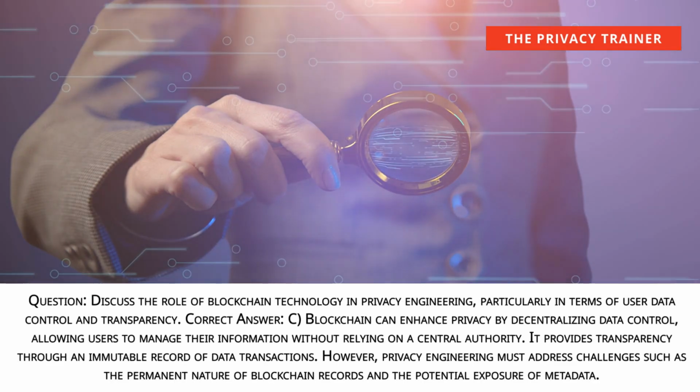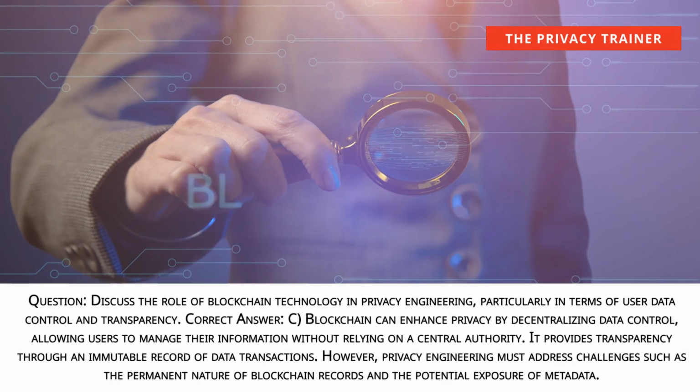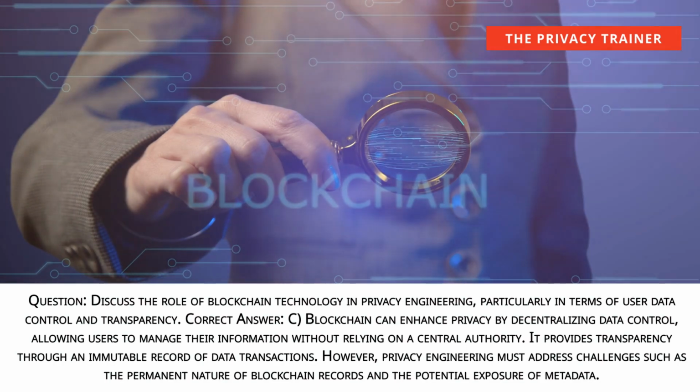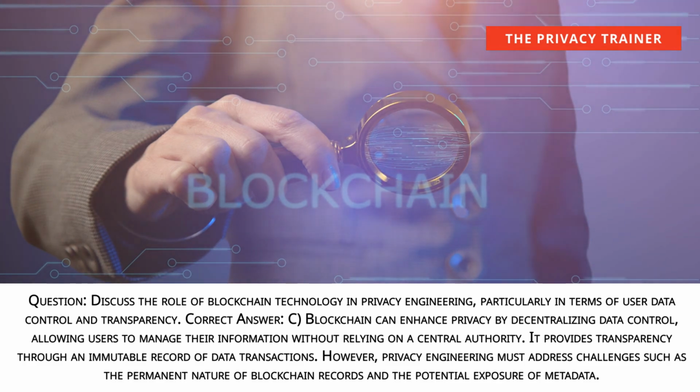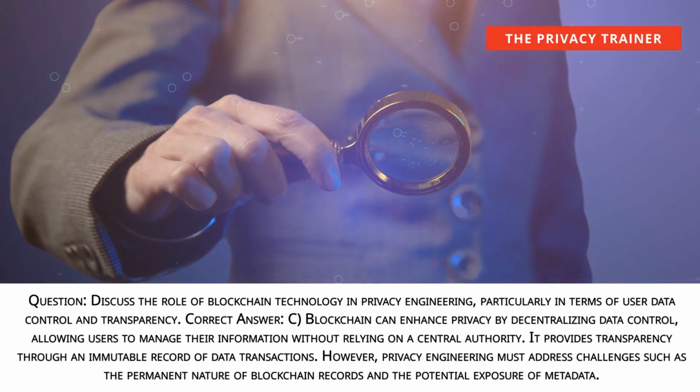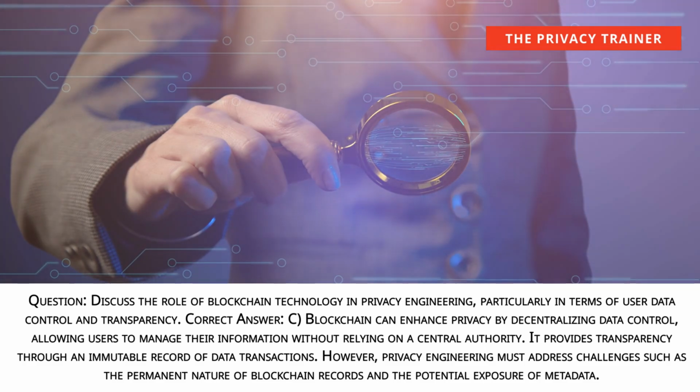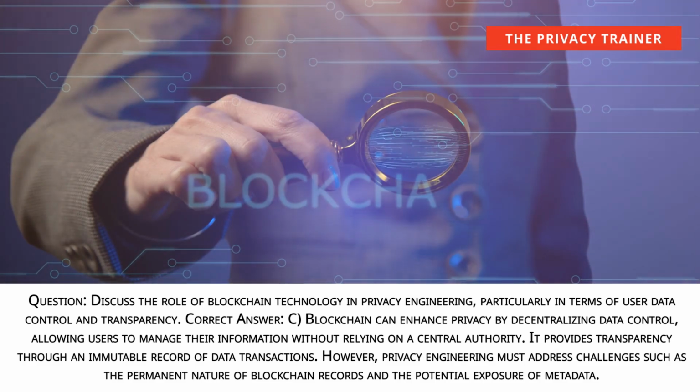Question: Discuss the role of blockchain technology in privacy engineering, particularly in terms of user data control and transparency. Correct answer: C. Blockchain can enhance privacy by decentralizing data control, allowing users to manage their information without relying on a central authority. It provides transparency through an immutable record of data transactions. However, privacy engineering must address challenges such as the permanent nature of blockchain records and the potential exposure of metadata.